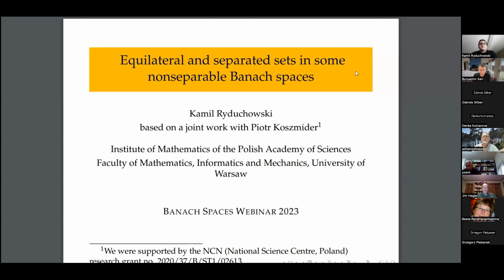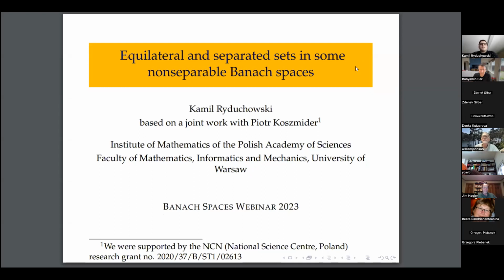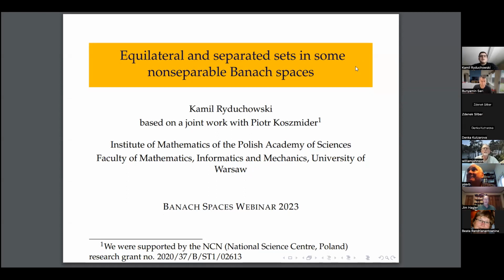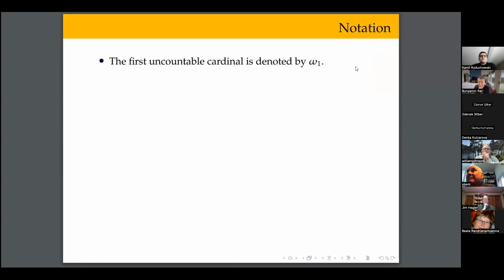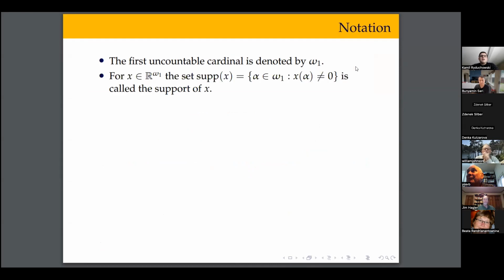So I'm going to talk about equilateral and separated sets in some non-separable Banach spaces. The talk is based on joint work with Piotr Koszmider. First, let me fix some notation. The first uncountable cardinal is denoted by omega1.